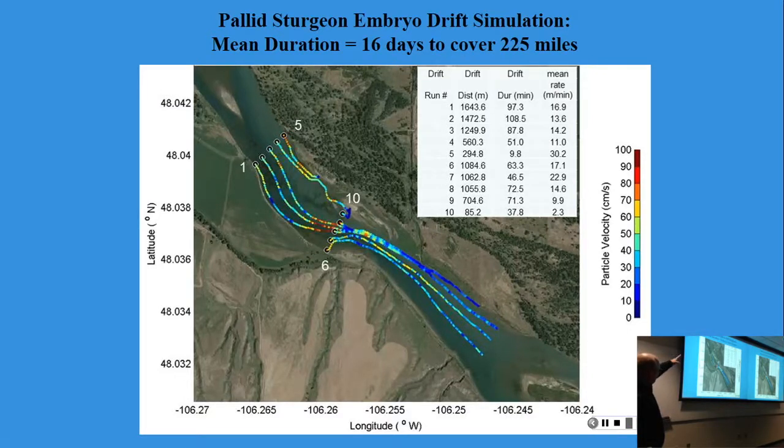So here's that same reach. And what we've done is we've mapped it. And we said, okay, 1 through 5 and 6 through 10 are release points. Where would those embryos go following that path? And so we can see the path. We can see the velocity along the path. Some of them are making it to the very end and some do not. You can see the rates. And so just on this 2 kilometer, this is their reference reach. So they do all their 3D modeling here too and then try to say what goes on the river, which is at odds with the empirical data. But based on this, it would be 16 days to cover the 225 miles down. So that was the first look.